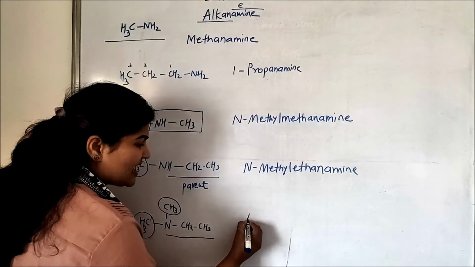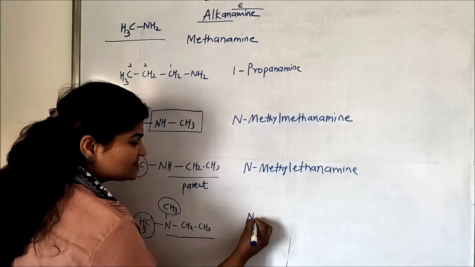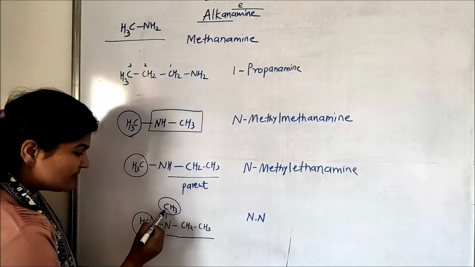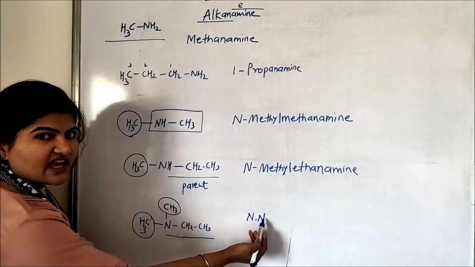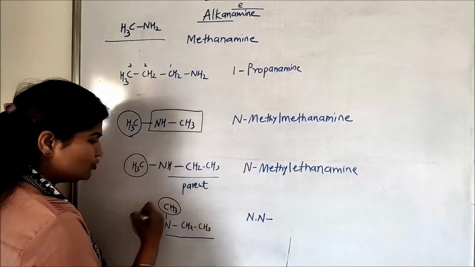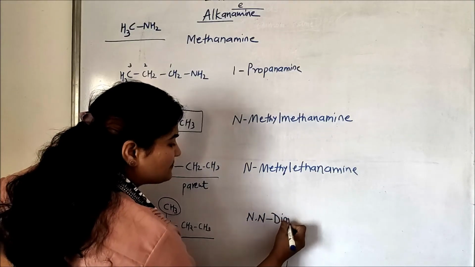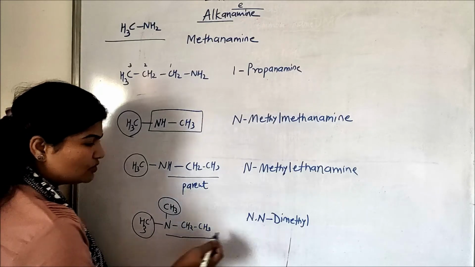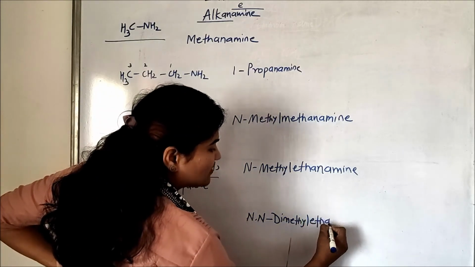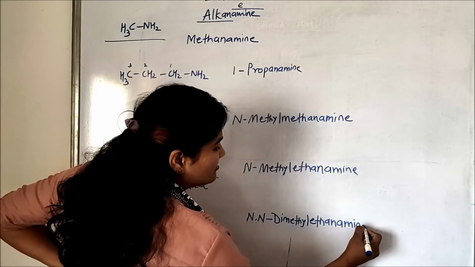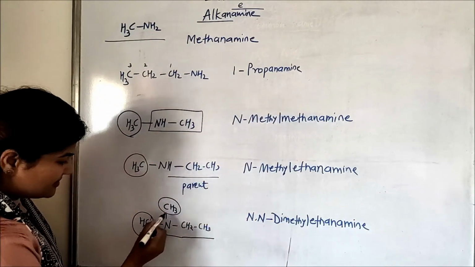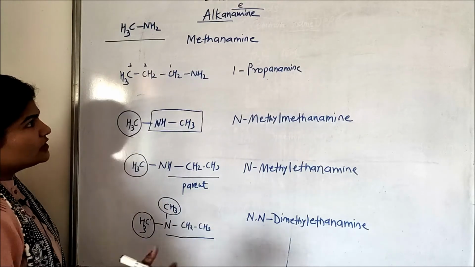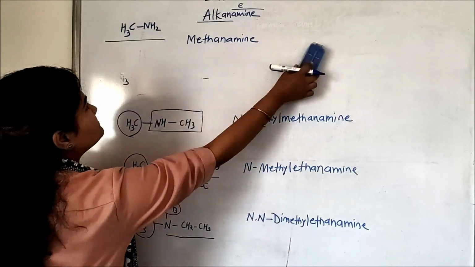So what I will do, as we do for all other nomenclatures, we have to write it twice. Those many alkyl groups are present, those many times we have to repeat this. N,N. Now there are 2 methyl groups, so I will write dimethyl. N,N-dimethyl, and the parent will be 1, 2 amine, so ethanamine. So N,N-dimethylethanamine will be the correct IUPAC name for this one. Now let's take one more example.